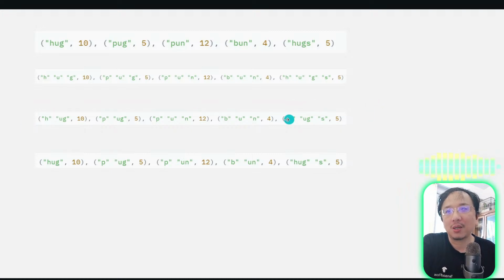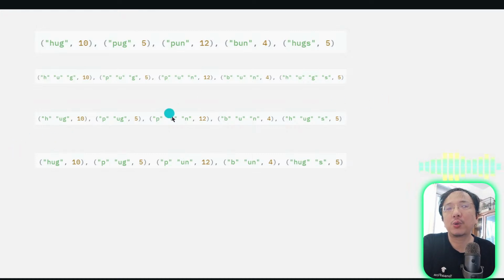Okay, we do the previous process again. So here we have two tokens, H and UG. It appears 10 times here and 5 times here, so totally the H, UG combination has 15 times of appearance. And PUG appears 5 times. PU appears in here only 12 times, and UN appears 16 times.